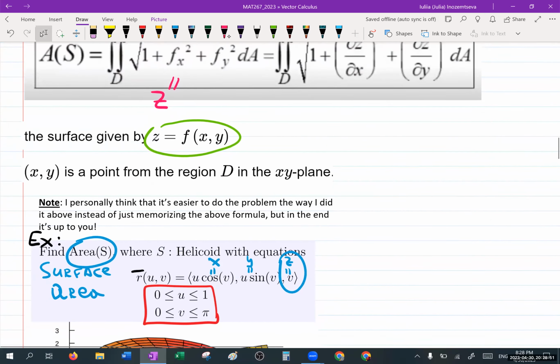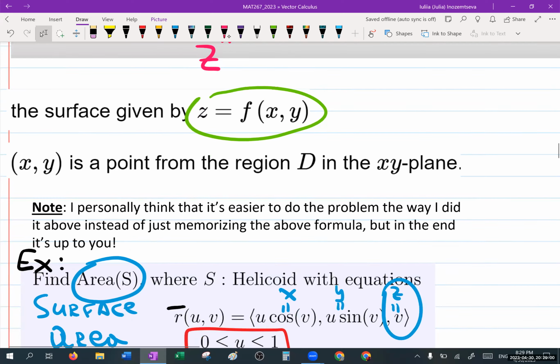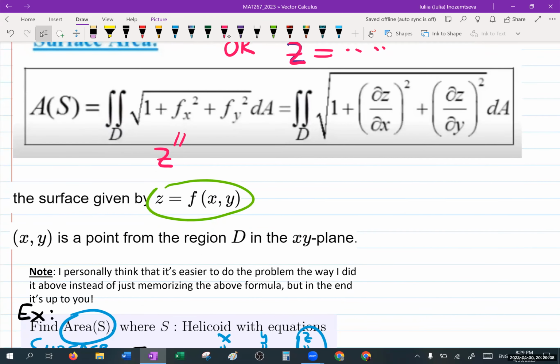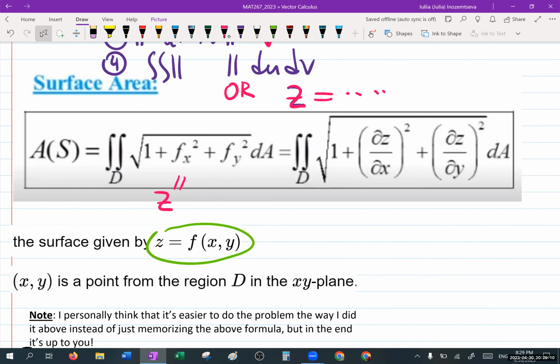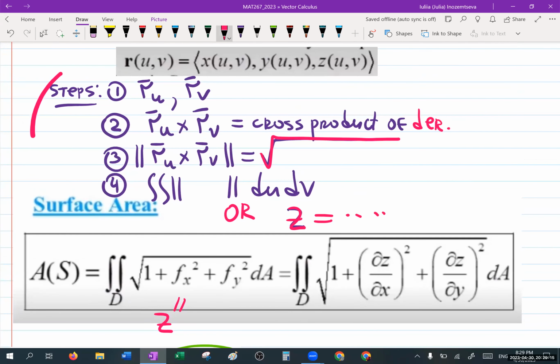And I mentioned here, I personally think it's easier to do the problem the way I did above, which is the first method, instead of memorizing the extra form. But it is faster if the surface is given in a very convenient notation, z equals blah, blah, blah, or y equals blah, blah, blah. Then instead of finding the cross product, look at this process. Either you do all of that, or you do this. Which one would you choose? It's easy to do the second way if z equals blah, blah, blah is given nicely.